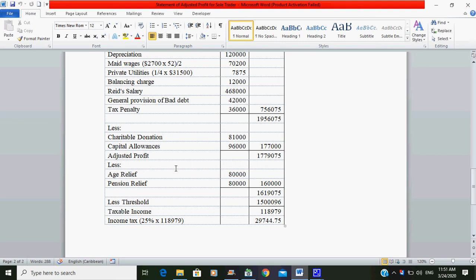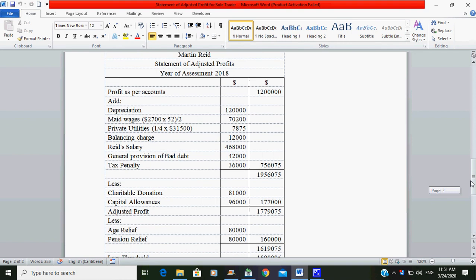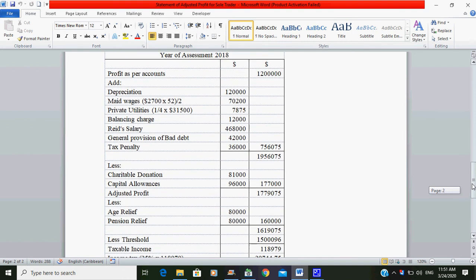The question also says that he is 66 years old. So you get age relief and pension relief. You subtract that from the 1,779,075. Then your threshold, which is 1.596 million for this current period, and the taxable income would be 118,979. Then you multiply that 118,979 by 25% to get the income tax for Mr. Martin Reed. Pause the video, write it down please.